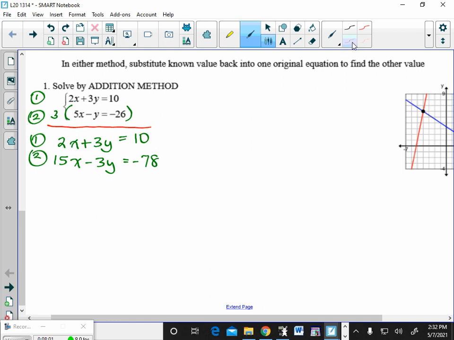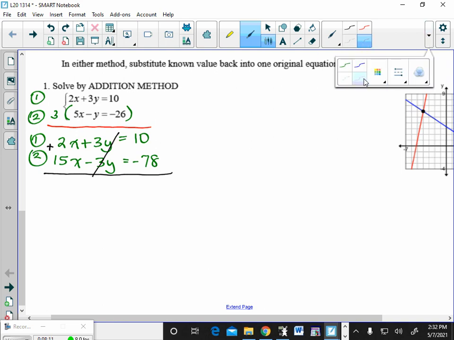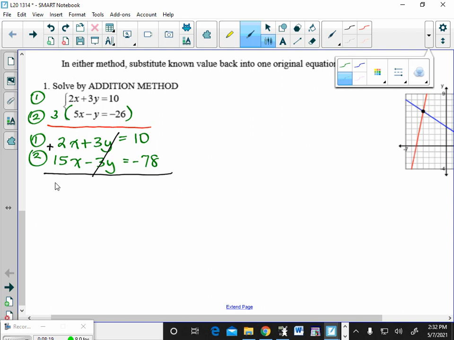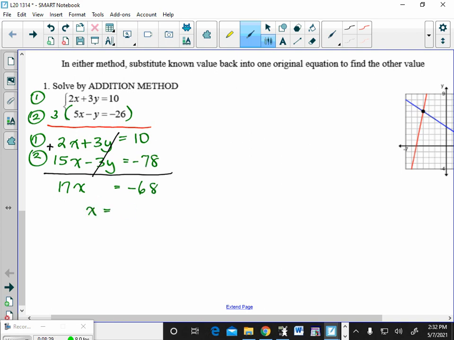So now look what happens. If I add these 2 equations together, I will eliminate the y variable. So what I have now is 17x, we don't have any y's, equal to a negative 68. And if you divide both sides by 17, we get x equal to negative 4. Now this is good news. We have solved for one of our variables.